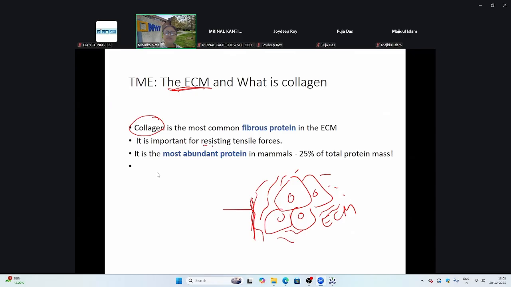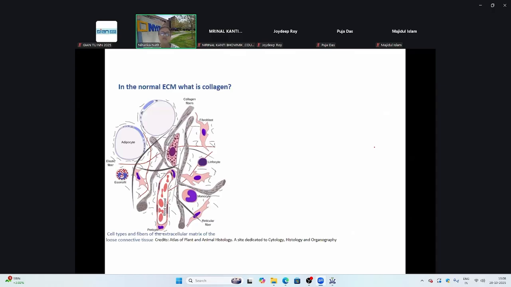And what does collagen do? It resists tensile force. It gives structure so that the cells stay put. They don't move around everywhere. And collagen, just for your knowledge, is the most abundant protein in mammals, about 25%. You think it's all from your muscle, but collagen is between the cells. So 25% of protein mass. Anyway, that's just a side story.